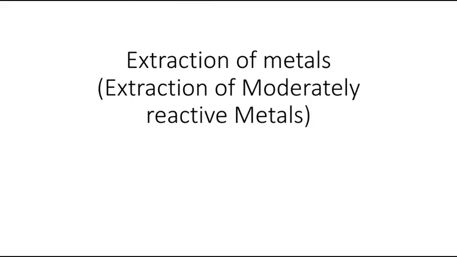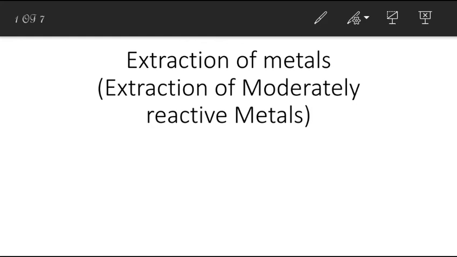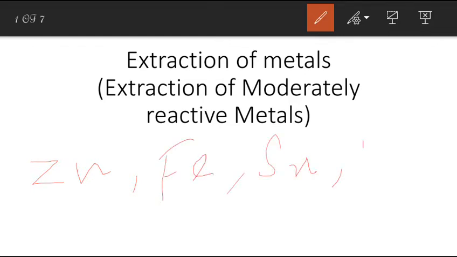Our topic is metallurgy. Today we are going to discuss the extraction of moderately reactive metals. As you know, before this topic we discussed the extraction of least reactive metals. So this is the second part: the extraction of moderately reactive metals. Moderately reactive metals are zinc, iron, tin and lead. These are some examples. They are placed in the middle of the reactivity series.